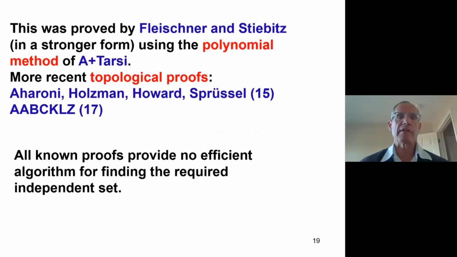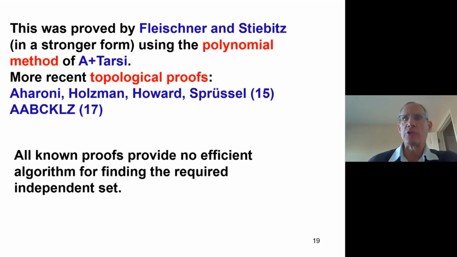And as I said, this was proved by Ryser and Stibitz. They use some polynomial methods that are based on some ideas of Mickey Tarsi and myself, and there are also topological proofs, one of them by Aharoni, Holzman, Howard, and Sprüssel, and another one in this multi-author paper that I mentioned. So there are algebraic proofs and there are topological proofs. None of them gives an efficient algorithm for finding this required independent set.